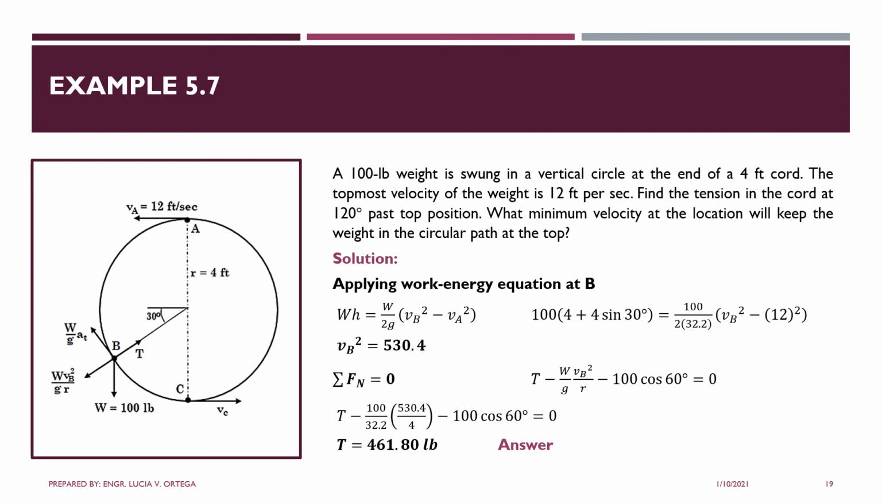Summation of forces normal to the weight is equal to 0. So the tension is equal to the centripetal force plus the normal component of this weight, normal to the weight. So that is 100 cosine 60 degrees, and this is the centripetal force. So at that position B, the tension in the cord is 461.8 pounds.